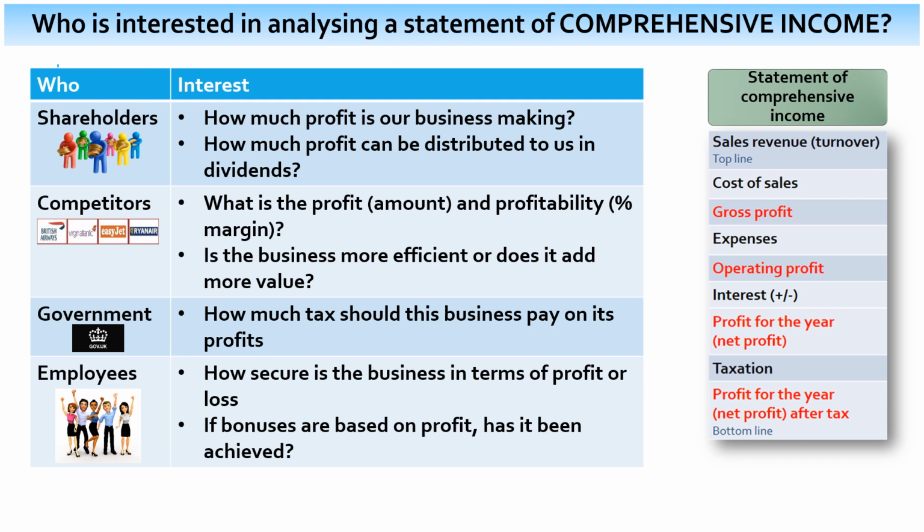So who is interested in looking at a statement of comprehensive income? Well, certainly the shareholders are looking at how much profit their business is making and how much profit therefore can be distributed to them in dividends. Competitors might be looking at the level of profitability and possibly the amount of profit to benchmark themselves. Is the business more efficient? Does it add more value? And what can they learn as competitors from that?